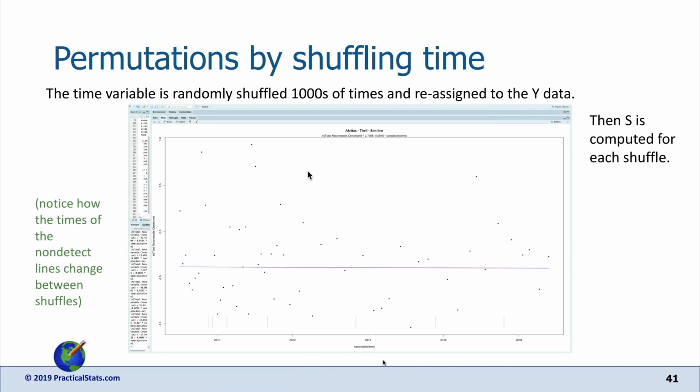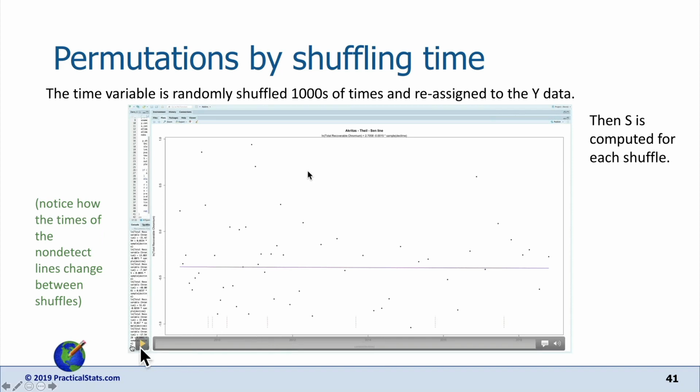So those thousands of S's, that's the test statistic, S, those 1,000 of them is a picture of the null hypothesis. It's a picture of the S values you would get when there's no correlation between Y and time, because you've broken it up by randomizing it.